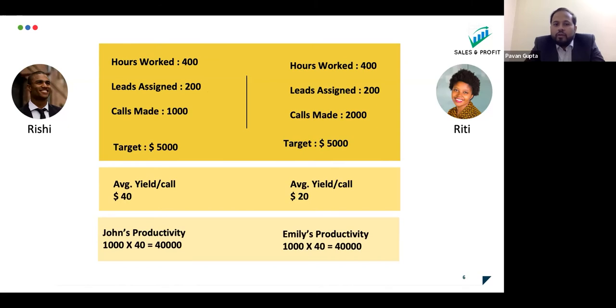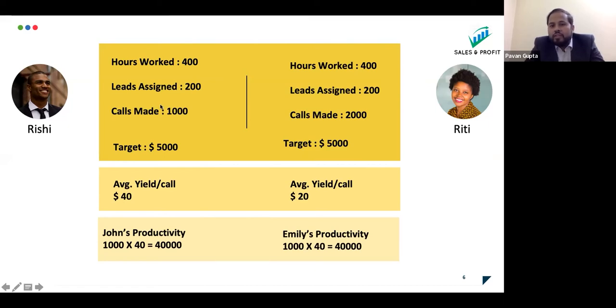The moment you look at the calls made and the average yield of a call, what we're trying to say is that both of them are equally productive. Both of them are generating $40,000 revenue for the organization. So if you go by a simple logic of revenue per rep, both are equally productive.